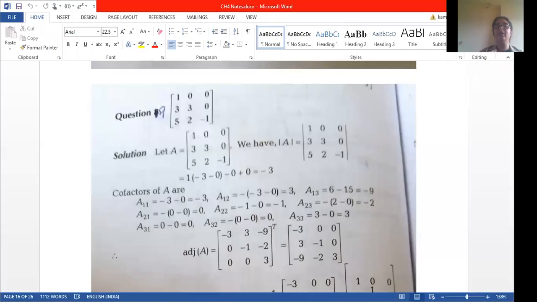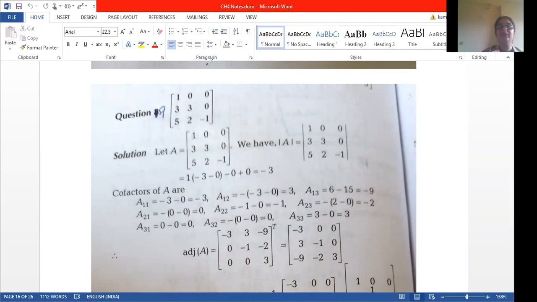Good morning, class. Till now I explained what is inverse, how to find inverse using adjoint. Adjoint of a matrix also we have done, and one question based on inverse also we have done. Now just see the next question.